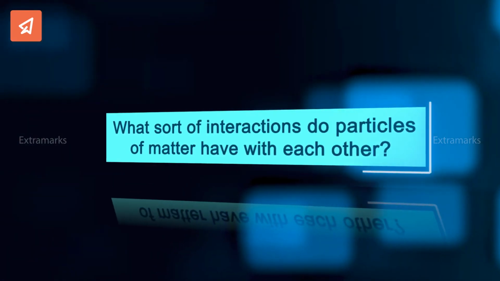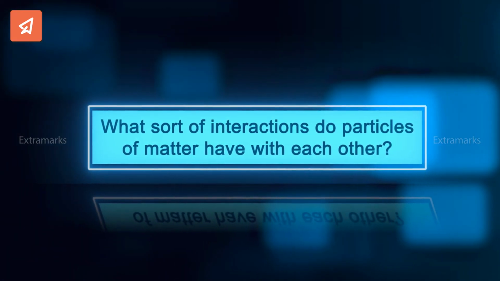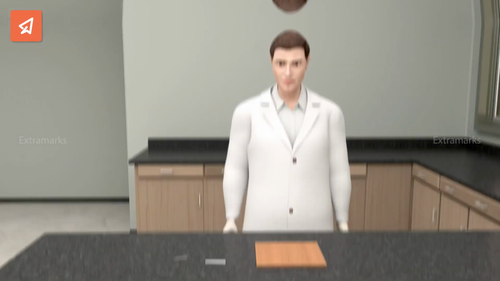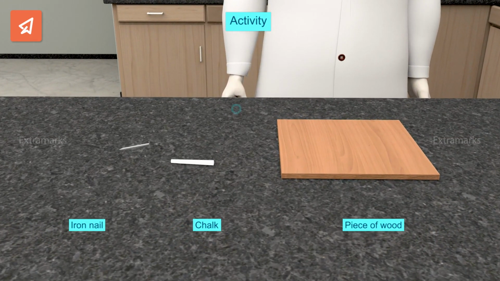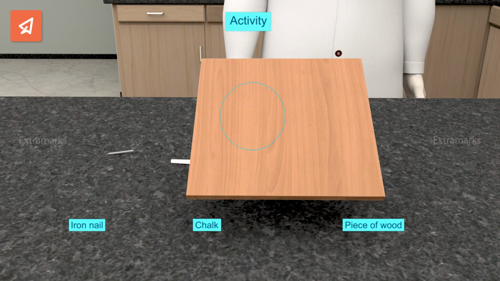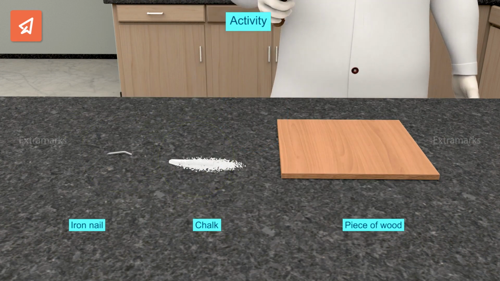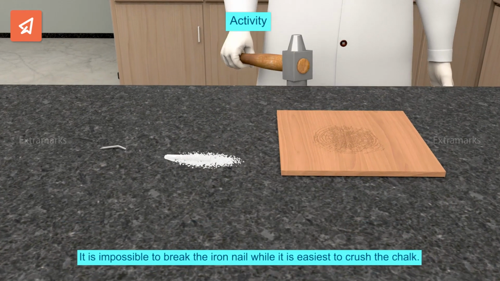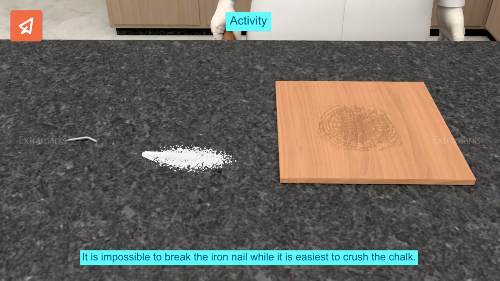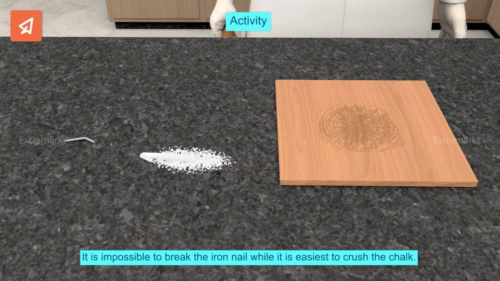Now let us understand what sort of an interaction the particles of matter experience with each other. To illustrate this, take an iron nail, a piece of wood, and a piece of chalk. Try to break each of them by hammering or crushing. We observe that it is almost impossible to break the iron nail, and it's easiest to break the piece of chalk among the three substances.